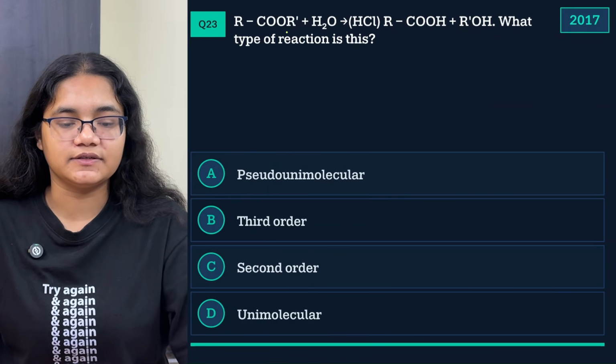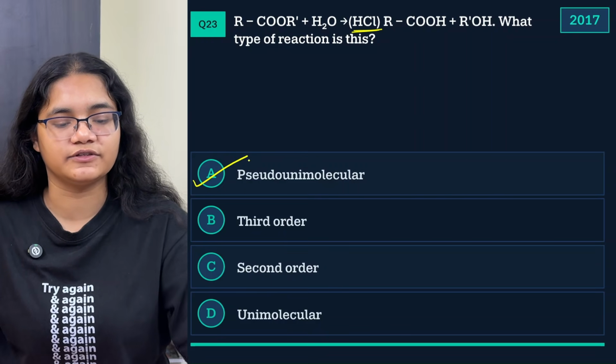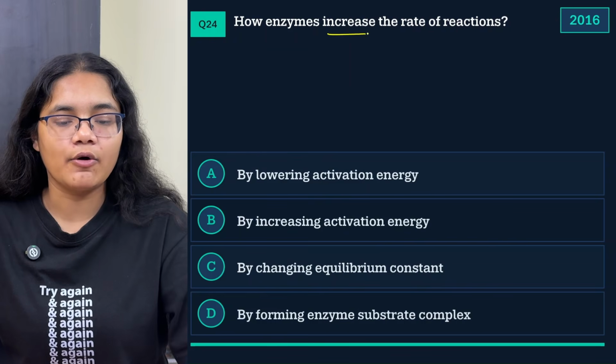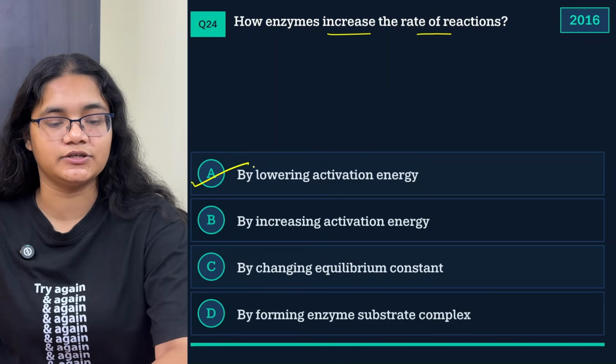Next, this reaction is given. This is the ester hydrolysis in the acidic medium. So that is a pseudo first order reaction. So option number A. How enzymes increase the rate of the reaction? By lowering the activation energy.